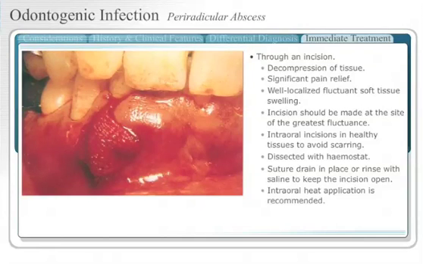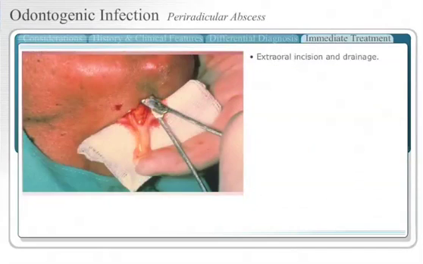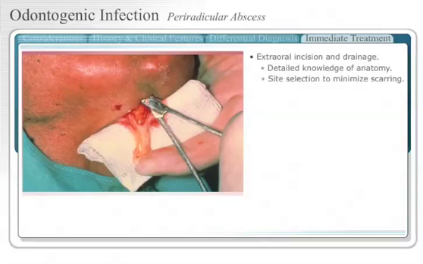Intraoral heat application is also recommended and presumably increases the dilation of small vessels, intensifying host defenses through increased vascular flow. In some cases, there is a need of extraoral incision and drainage. However, a detailed knowledge of anatomy is necessary and site selection is important to minimize scarring. It may be necessary to refer this patient.